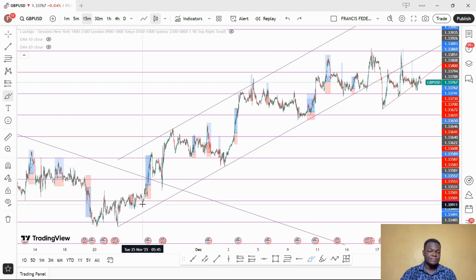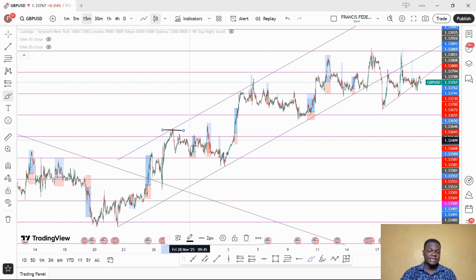And the moment the market created this high, came back down to this area, I knew that this area is supposed to hold as support. Then from that area, the price made another push up into all these areas here, and then the price started pulling down.